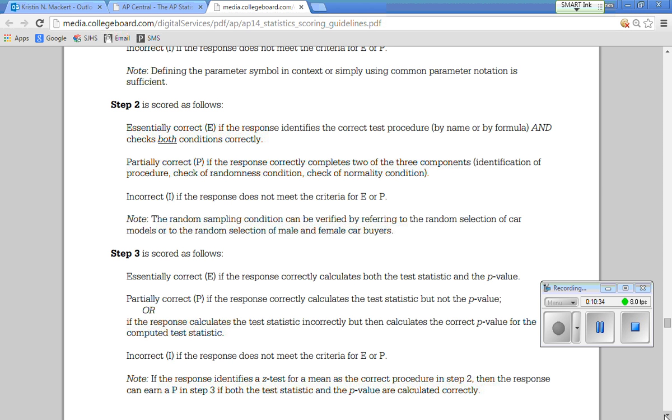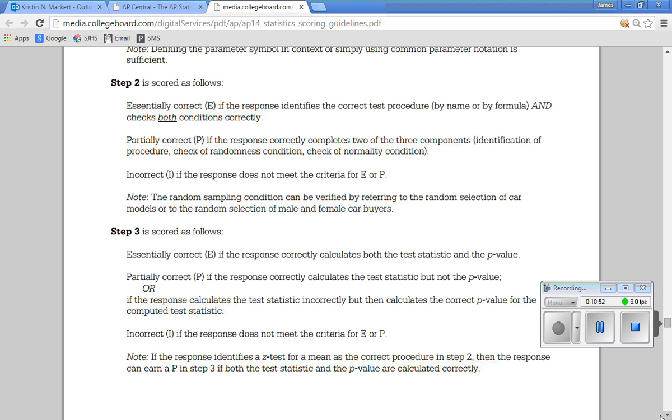You should say in the context. So you should say something like the problem states that the car models were selected randomly. So refer to the context of the problem. Don't just say, see the first sentence that you wrote. You know what I mean?